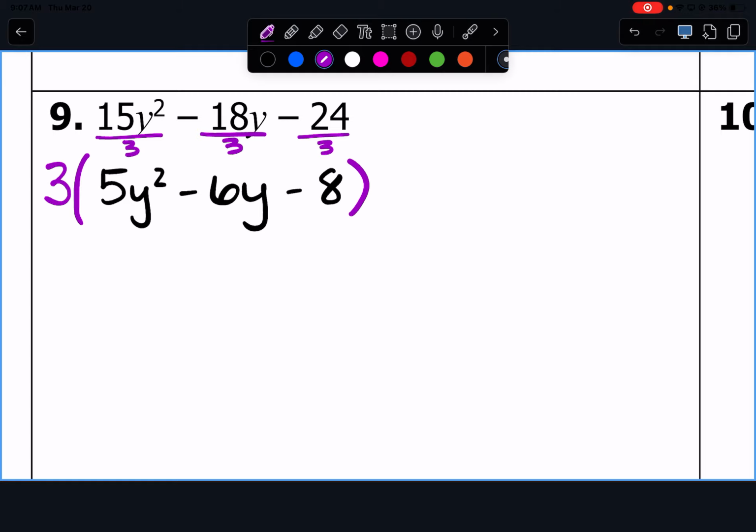So our GCF, remember, yes? Wouldn't it be 3y? No, because we're doing 18 divided by 3. But they both have a y. 15 and 18 both have a y. Mm-hmm. 24 doesn't have a y though. Oh, yes. I forgot. I thought we split it in half. No, sorry, it's not 4 terms.